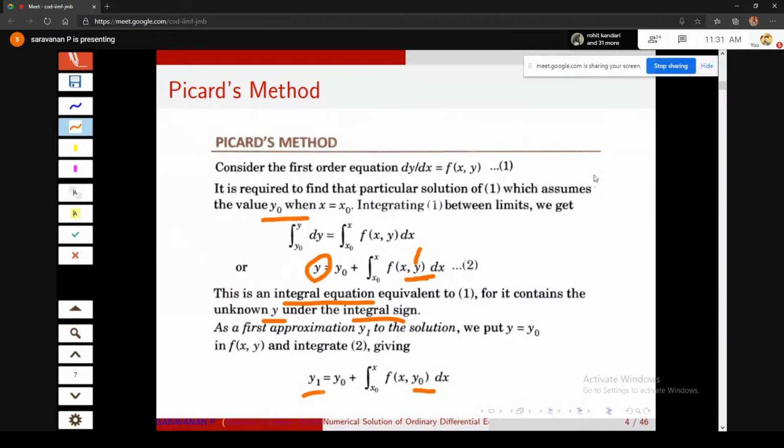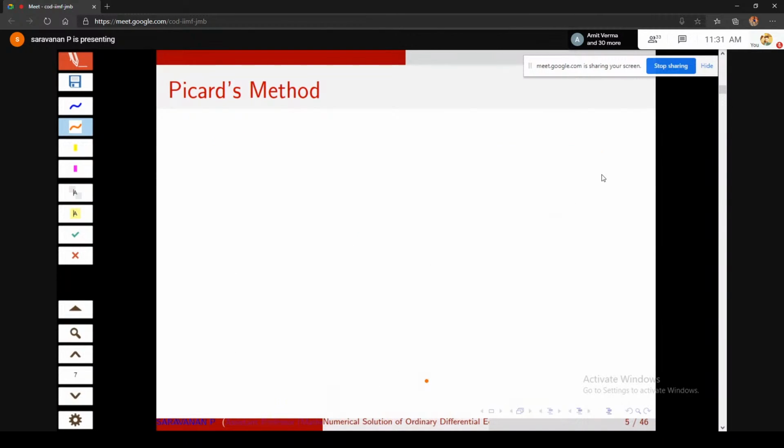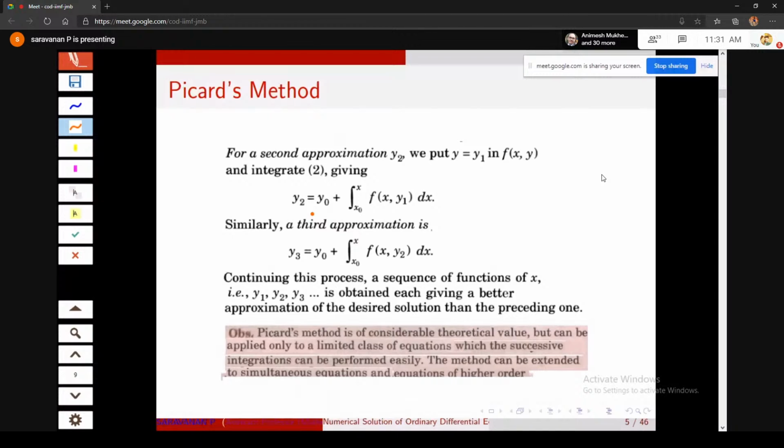This is nothing but the first approximation of y. After that, this y0 is some constant. Now this is purely in terms of x, that you can integrate, and then substitute the limits to get the value of y1. Okay. So in the next step, in the same formula, in place of y, you substitute this y1. So you will get the second approximation of y, that is nothing but y2. Is it understood?